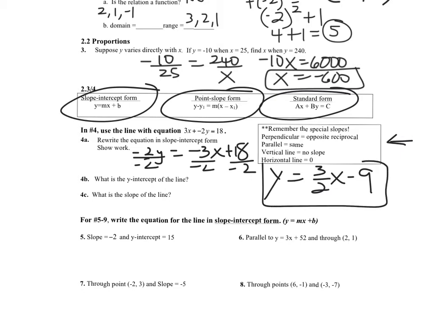So 4b, what is the y-intercept? The y-intercept would be -9. It's right here. And then what is the slope of the line? The slope of the line would be 3/2. It's the number in front of x.